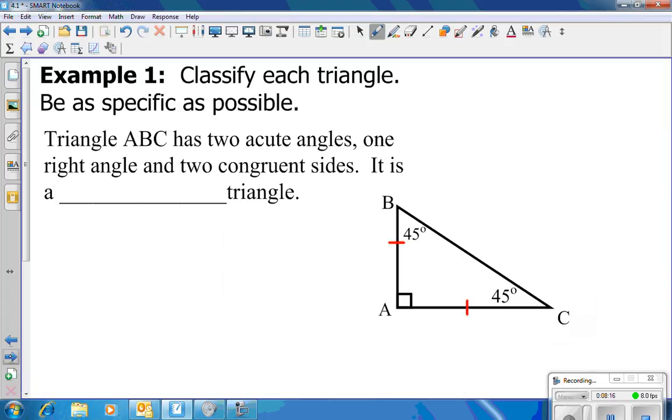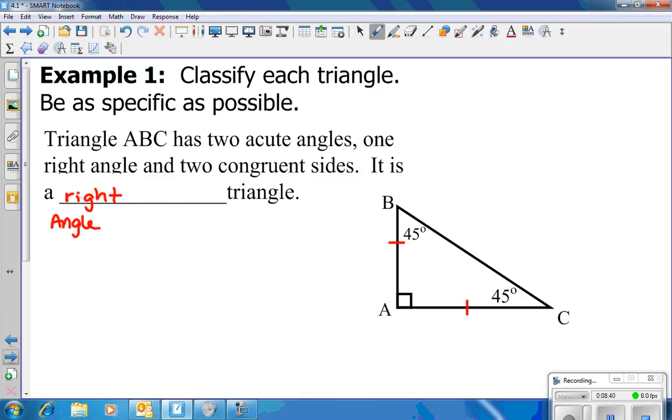So in example 1, I want to classify the triangle. I want to be as specific as possible. And we're talking about triangle ABC, which has two acute angles and one right angle and two congruent sides. What kind of triangle would you name this? Okay, so let's name it by its angle. What kind of angle would you name it? Okay, it is a right. And then we can be more specific.